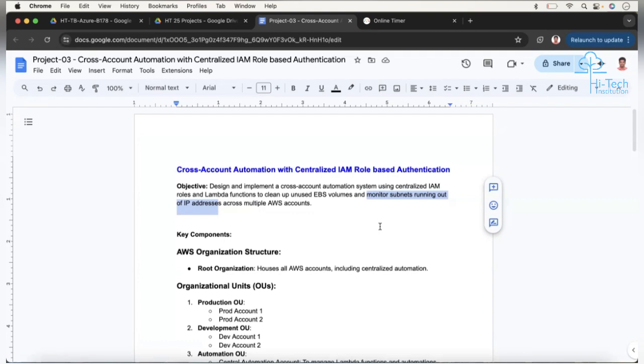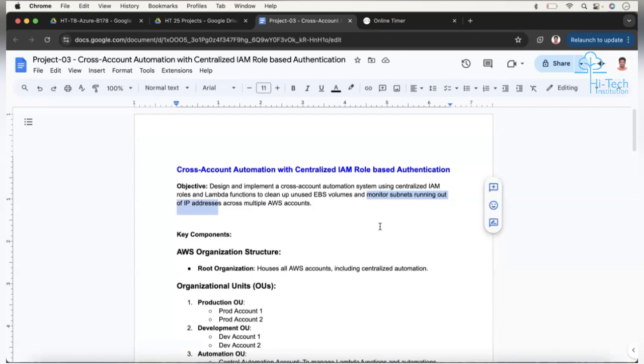So we are going to have two Lambda functions. One is for identifying the unused EBS volumes in 100 AWS accounts. The second Lambda function is to monitor the subnets. If any subnet has fewer than 10 IPs or fewer than 20 IP addresses remaining, we'll get a notification. These are the two real Lambda functions for today's use case.